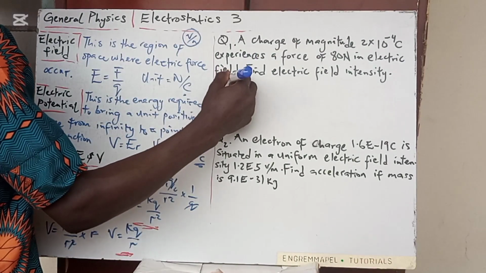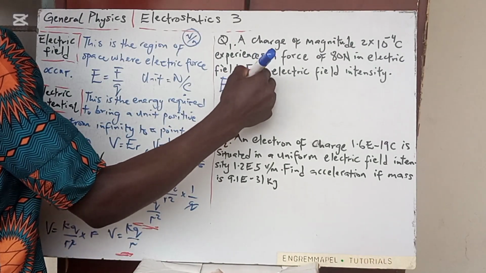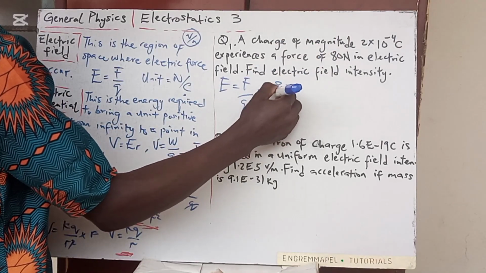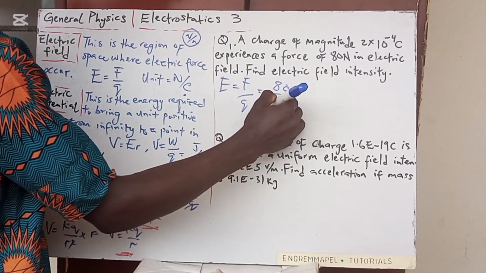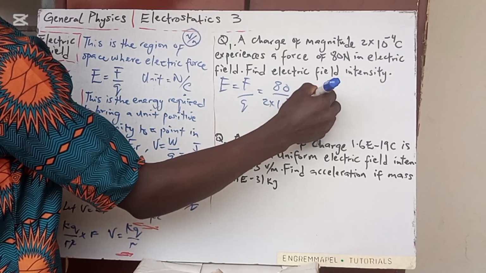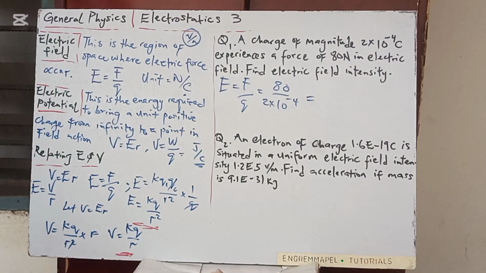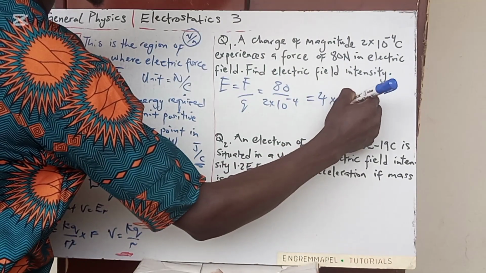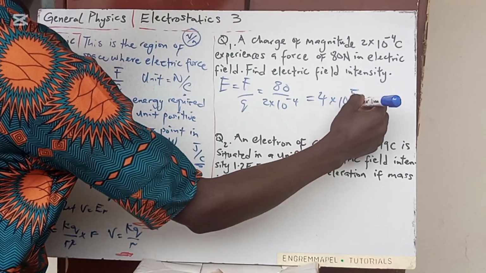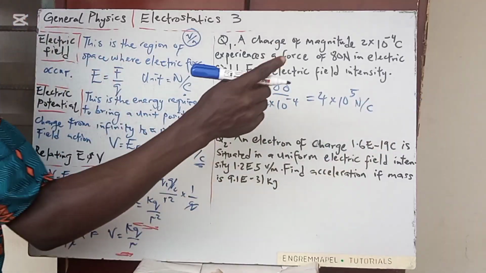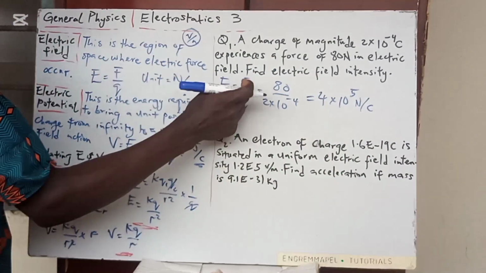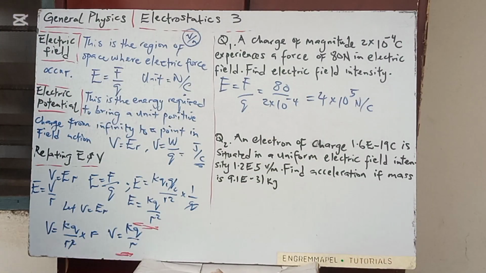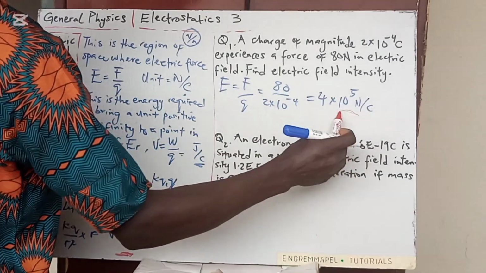You just have to write electric field intensity equals force over charge. We have our force and we have our charge. So this is 80 over 2 times 10 raised to power minus 4. When you calculate that, we'll be having 4 times 10 raised to power 5 Newton per coulomb. Note that we use Newton per coulomb because it's force over charge. Quickly, let's go to the second question. So that's the answer for this.